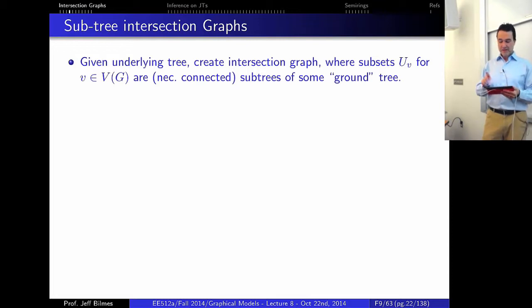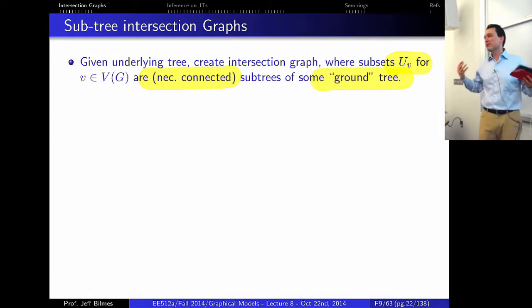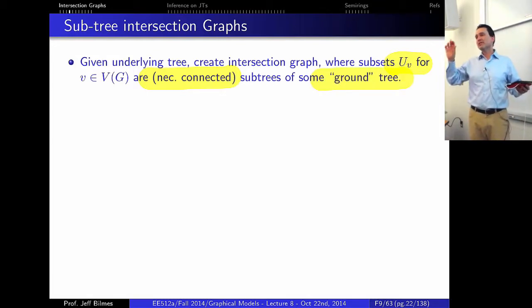So if there's some underlying tree, and now what we're doing is creating subsets, U sub v, as subtrees within the tree. And they're necessarily connected because it's a subtree. So in some sense, there's some underlying ground tree, and every subset of the ground tree is a subtree of the ground tree.